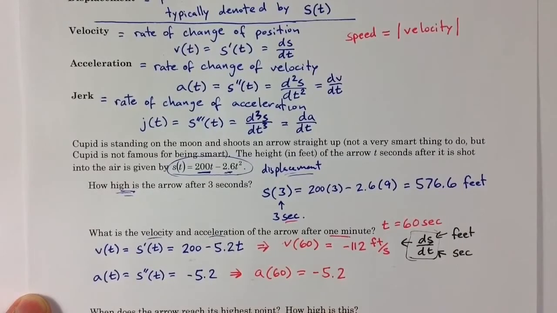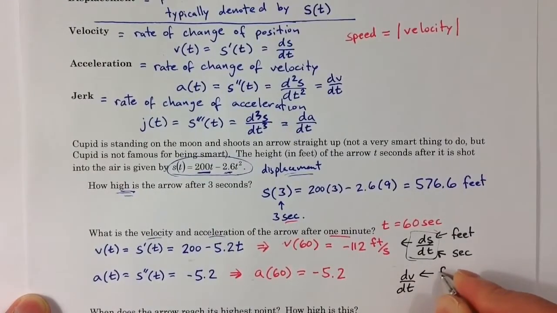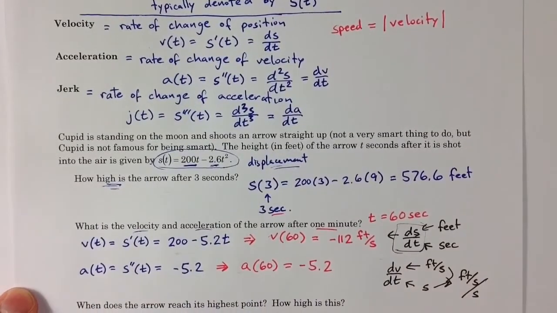Thinking about the units for a moment, we're talking about the derivative of velocity. So what are the units for velocity? Well, we just said they're feet per second. And the derivative for time is still seconds. So combining those two, we end up with feet per second per second. Or more simply, we can say feet per second squared.